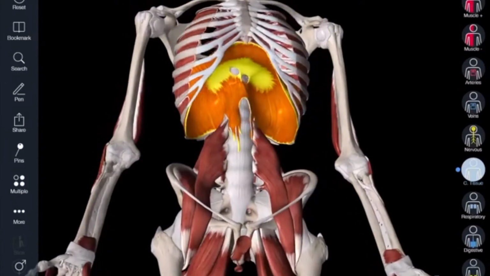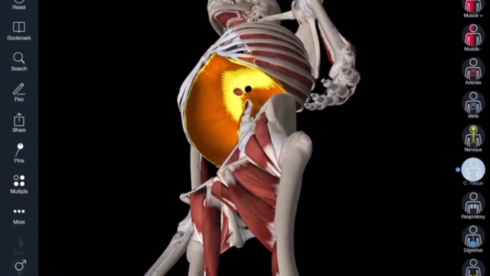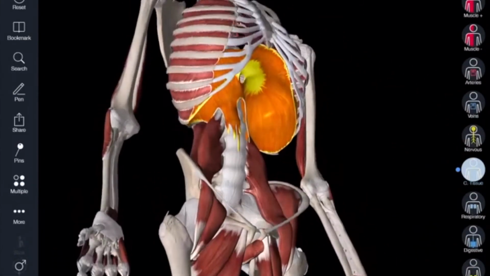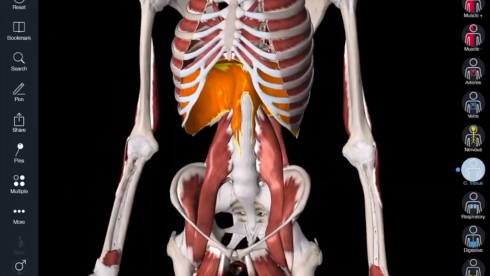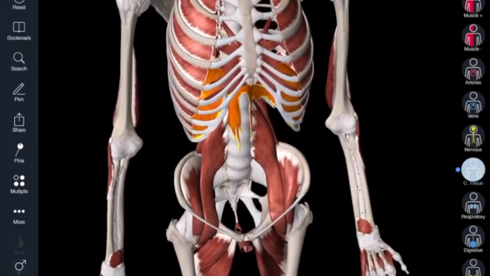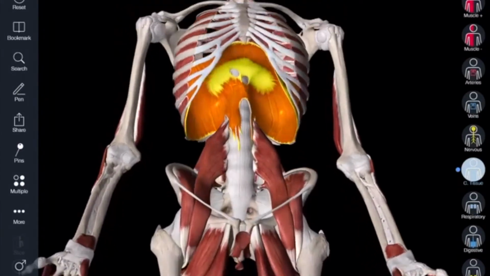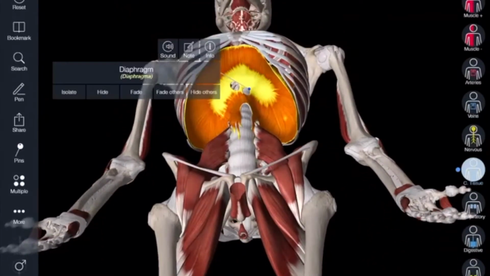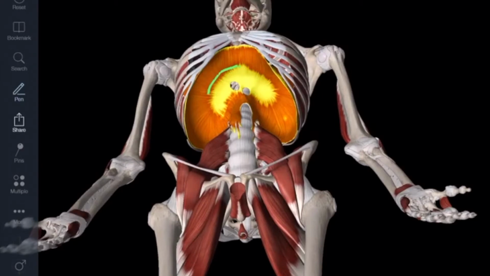So that's the origin. That's where the muscle attaches. Those are its bony and cartilaginous attachments. So where does it insert? Well, it inserts, strangely enough, on itself. This is its tendon right here. It's called the central tendon.